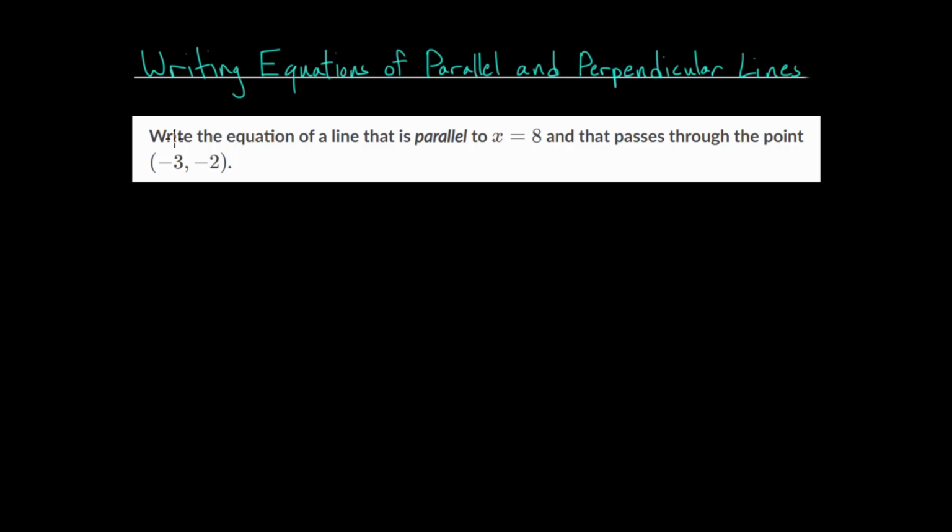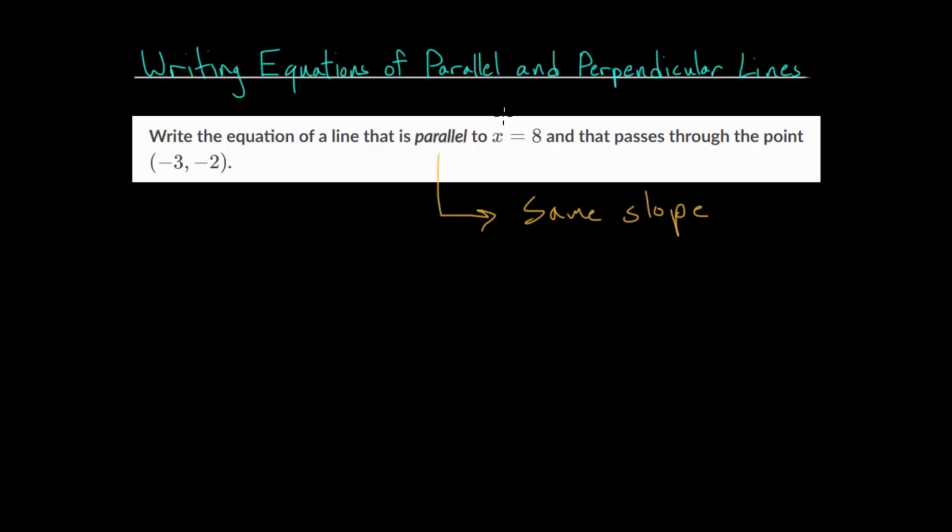So in this one, we need to write the equation of a line that is parallel to x is equal to 8. And remember that when you see the lines are parallel, they have the same slope. They have the same steepness. And it's also going to pass through the point -3 comma -2. So let's think about this line, x is equal to 8. We need to figure out the slope of this line.